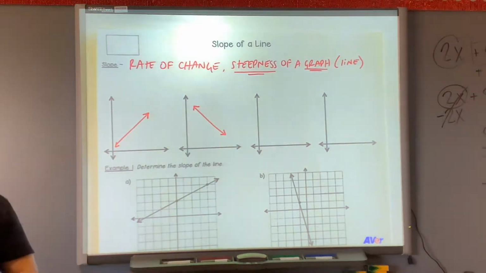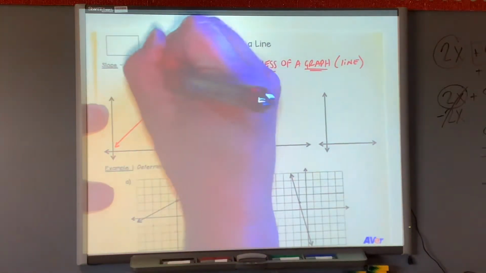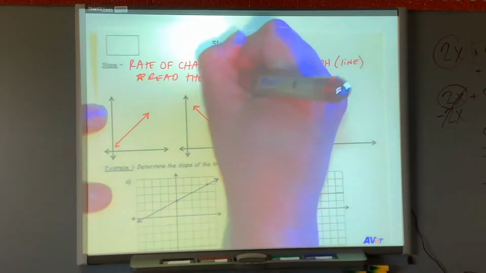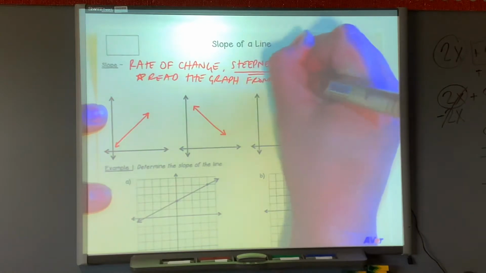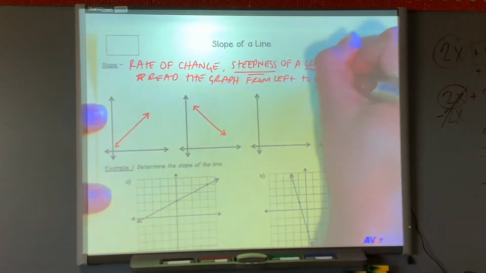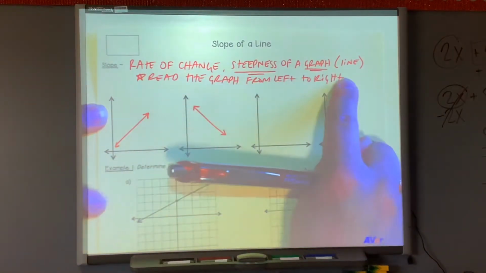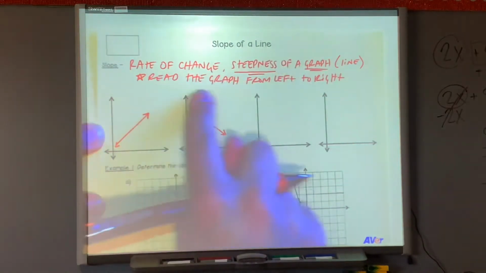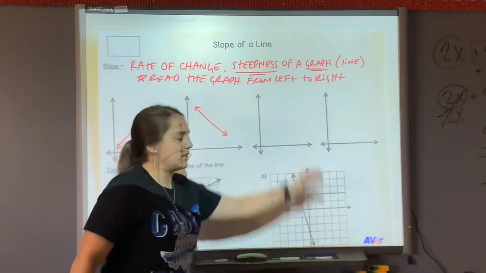So another important thing about slope is we read the graphs from left to right. Read the graph from left to right, just like we read a sentence. I read the sentence like this, read the graph from left to right, which that's not a complete sentence, by the way, but I am reading from left to right. We have to read our graph the same way, from left to right, just like that.